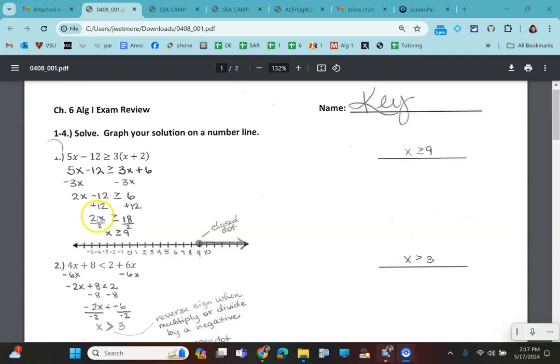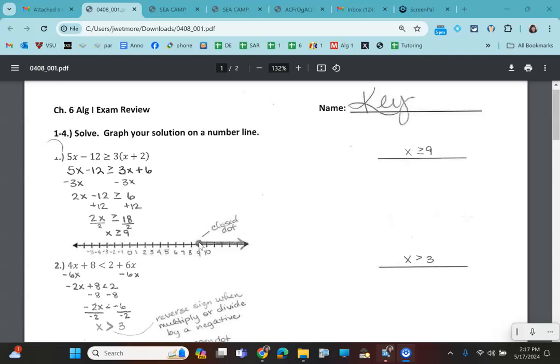And to get x by itself, to undo multiplying by 2, I would divide by 2. So divide both sides by 2. And I've got x is greater than or equal to 9. All right, so greater than or equal to, if it has an equal to with it, we're going to use a closed dot. So greater than or equal to or less than or equal to. If it doesn't have an equal to with it, then I'm going to use an open dot.